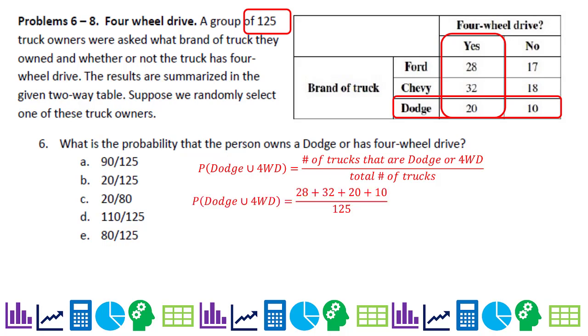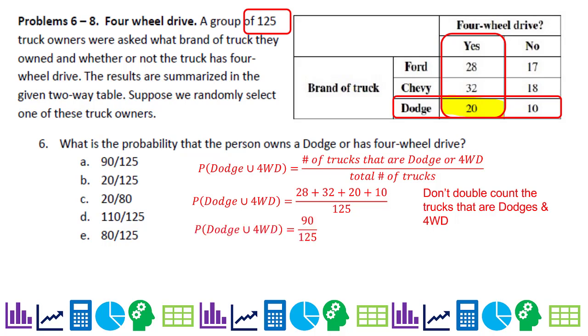Now, if you were looking at totals, you have to be very careful with that 20 because it's counted in both totals. It's counted in the total number of Dodges and the total number of four-wheel drives. So don't double count those. And when I add these all up, I get 90 over 125, which matches our answer.